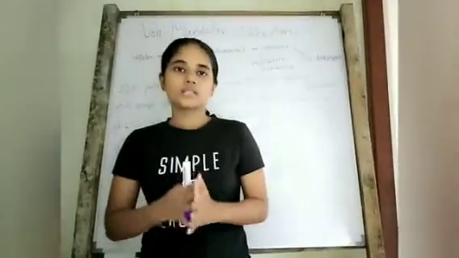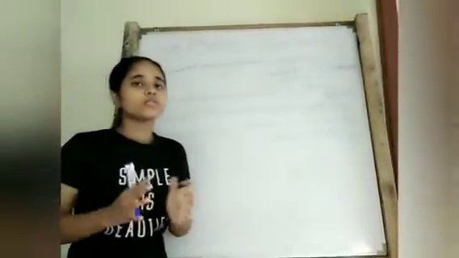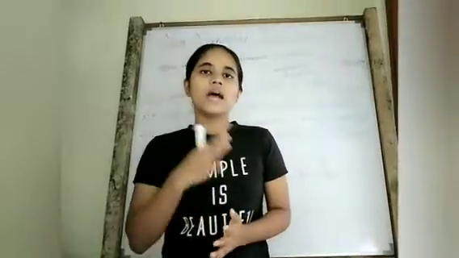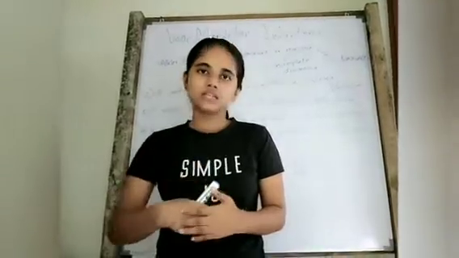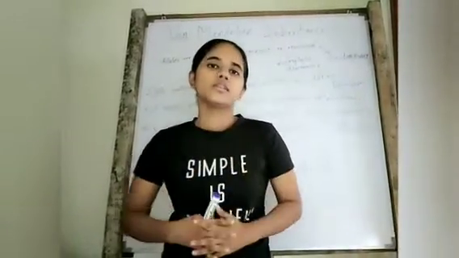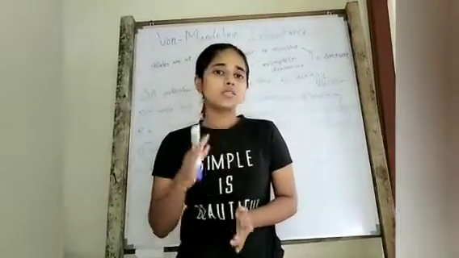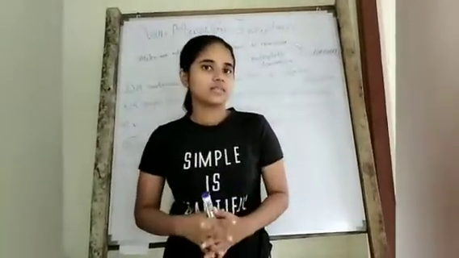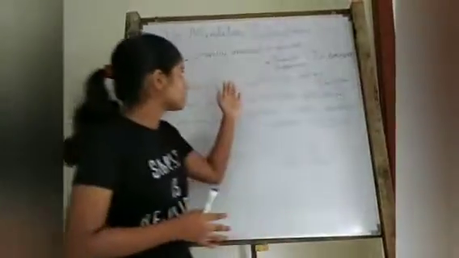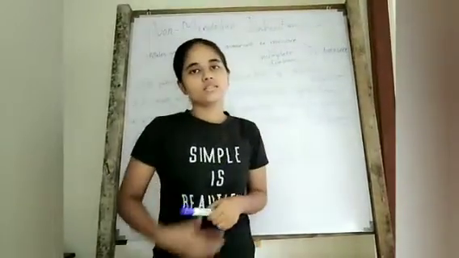So let's look at some examples of non-Mendelian inheritance. The first one is where alleles are not completely dominant or recessive. You guys know that in Mendelian inheritance, at heterozygous state, the dominant allele is able to completely mask the expression of the recessive allele and only give out the dominant trait. In non-Mendelian inheritance, there are instances where the dominant allele is unable to mask the expression of the recessive allele at heterozygous state. There are two instances given. The first one is incomplete dominance and the other one is codominance.